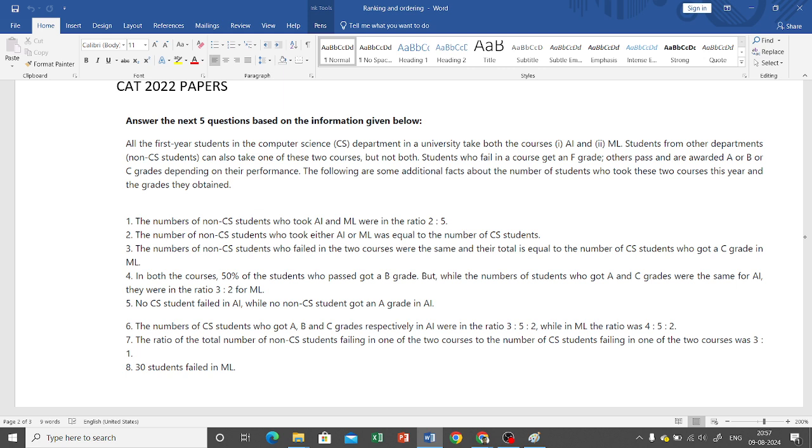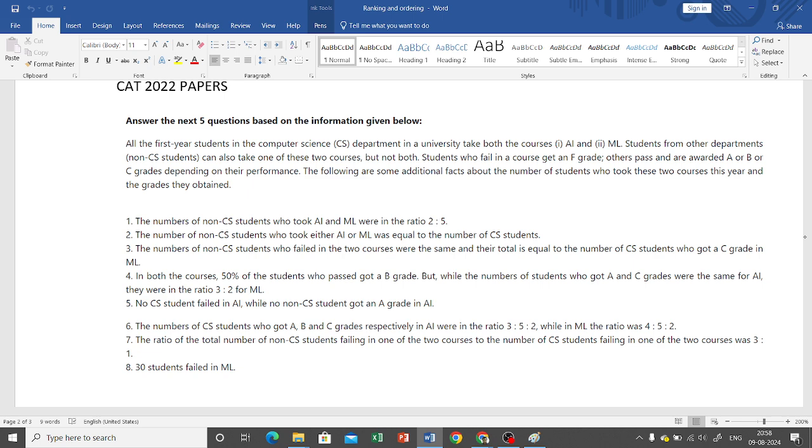They cannot take both. Students who fail in a course get an F grade, others pass and are awarded A or B or C grade depending on their performance. The following are some additional facts about the number of students who took these two courses this year and the grades they obtained. Now see, remember this pattern, remember this style of this sum.